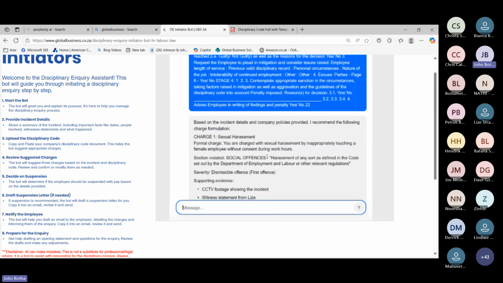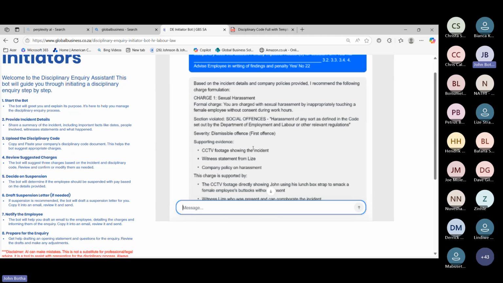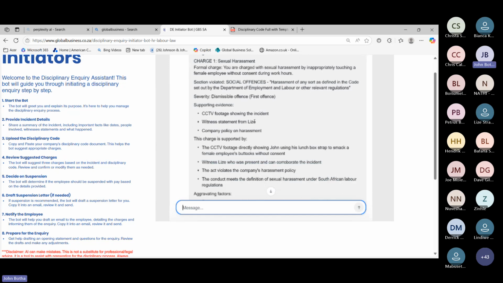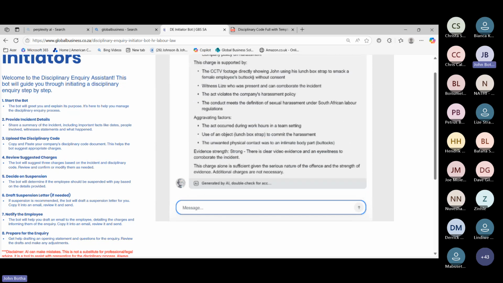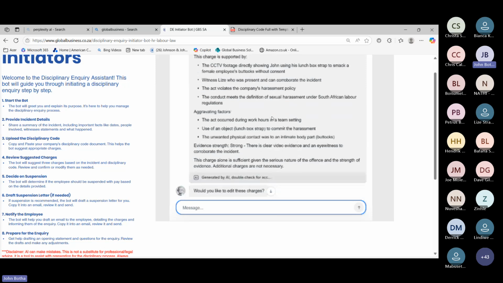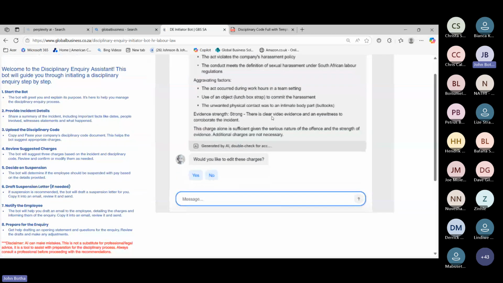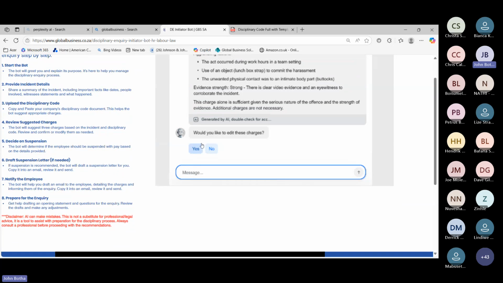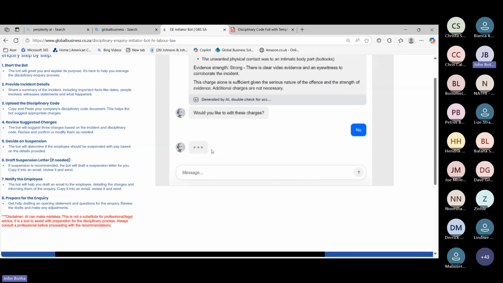But here you can see it gives me charge 1, sexual harassment. You are charged with sexual harassment by inappropriately touching a female employee without consent. And it gives you the section of your disciplinary code. And it even tells you this charge is supported by CCTV footage, Lisa, who was present. It violates the harassment policy, etc. So you can ask it to do that, or it can give you 2 more charges if you ask it to. Would you like to edit these charges? No.